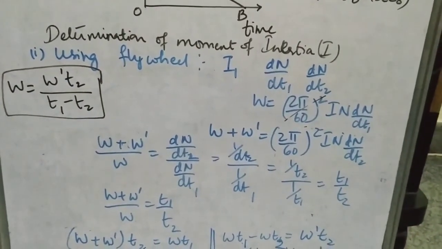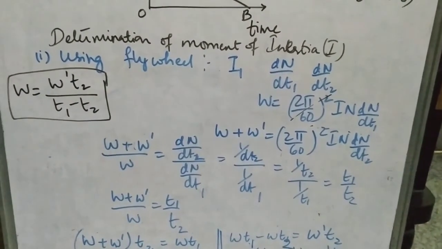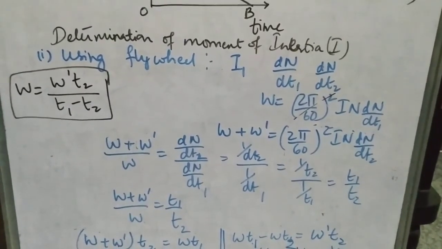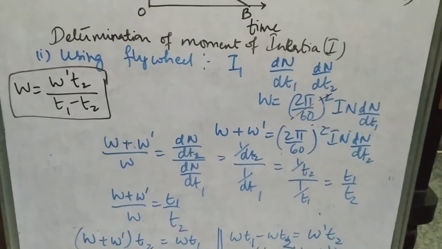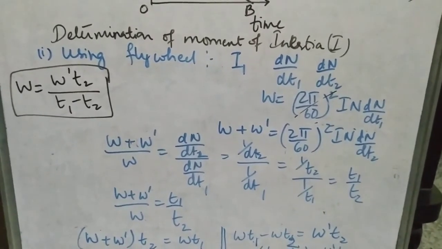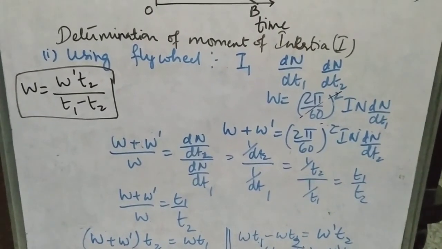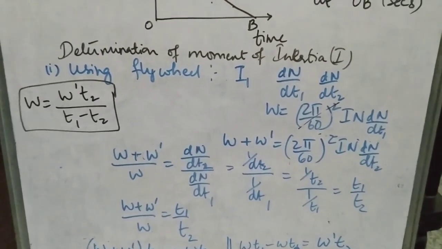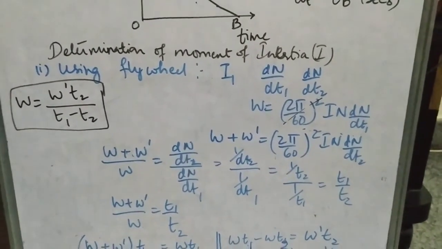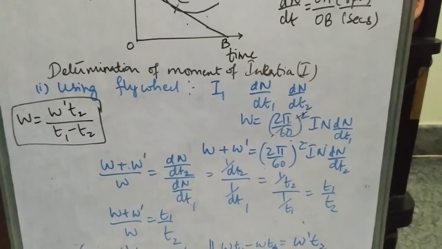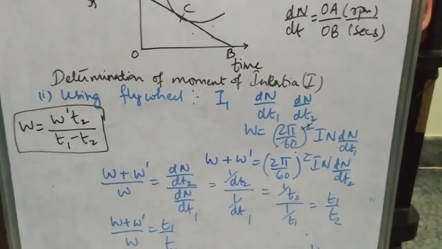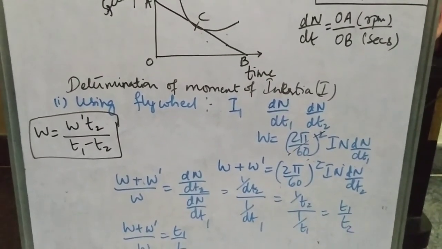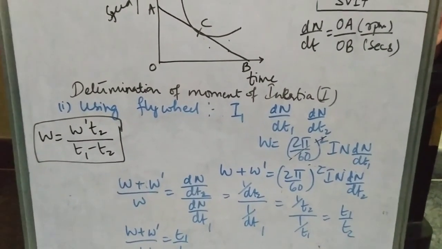Here dN by dt1 is the rate of change in speed without the extra load, whereas dN by dt2 is the rate of change in speed with the extra load, which provides the retarding torque. This is how we determine the moment of inertia by including a flywheel and without a flywheel in a retardation test.